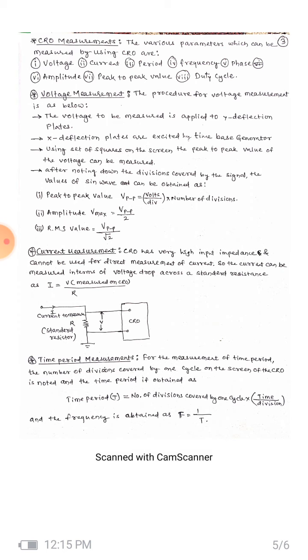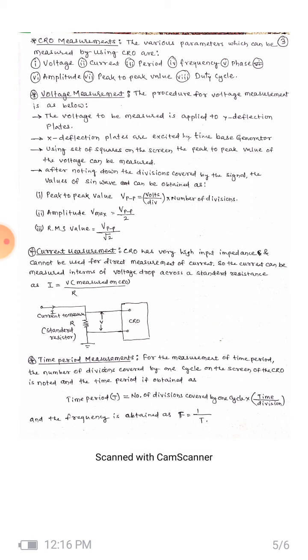Next is current measurement. The CRO has a very high input impedance and cannot be used for direct measurement of current. So the current is measured as the voltage drop across a standard resistance, that is I equals V by R. The voltage can be easily measured on the CRO, as the drop across the resistor, so we can easily calculate the current. I equals V by R is based on Ohm's law.